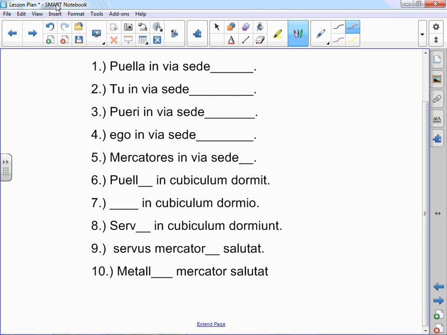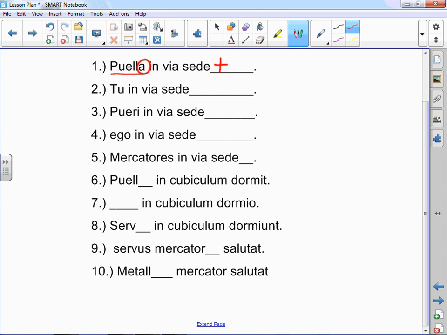In order for us to look for an ending for the verb, we need to find the subject of the sentence, which is puella. Puella is singular. It is a third person T. If I have a nominative singular noun, like puella, more than likely I'm going to get the letter T to complete that sentence. Next one, I have sede again, tu ... sede.